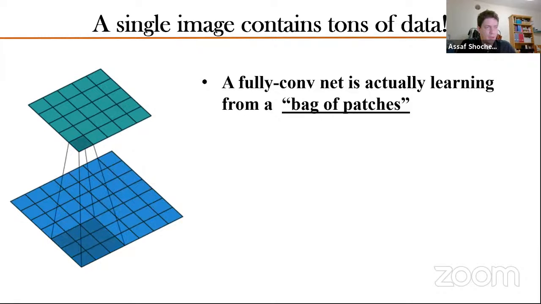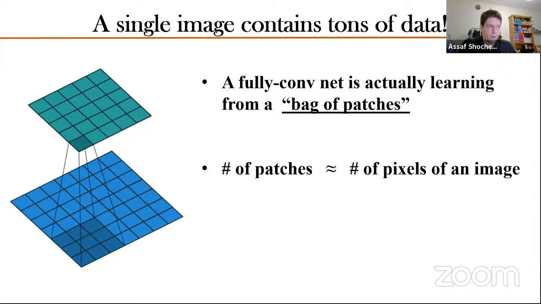And so one important observation is that a fully convolutional network is actually learning from a bag of patches. Every patch that makes the receptive field of the filter that is traveling across the image makes its own piece of datum, which has its own output at the other end of the network. So they can be seen as totally disjoint, and the number of such patches, don't be confused, these are overlapping patches. Taking away some boundary effects, the number of patches you get is the number of pixels you have in the image.